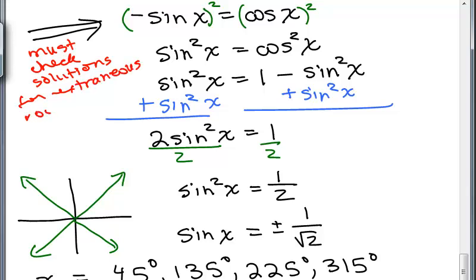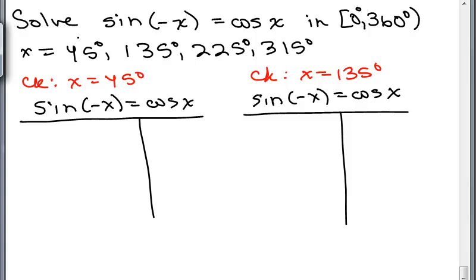This means sometimes when you square both sides of an equation, you'll actually get some solutions that are solutions to your new equation, but not to your original equation. All right, so let's take the original equation, and we're going to have to check each one of these values for x.